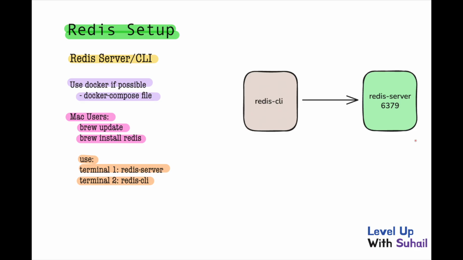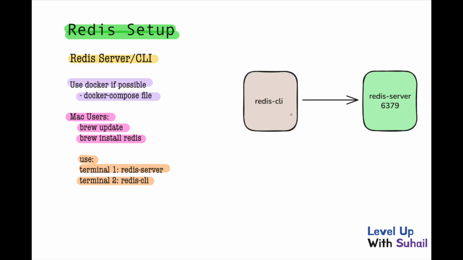It's very simple. In one terminal we can type redis-server and the Redis server would start up, and in another terminal we would just type redis-cli and the Redis CLI would come up, through which we can issue the commands.